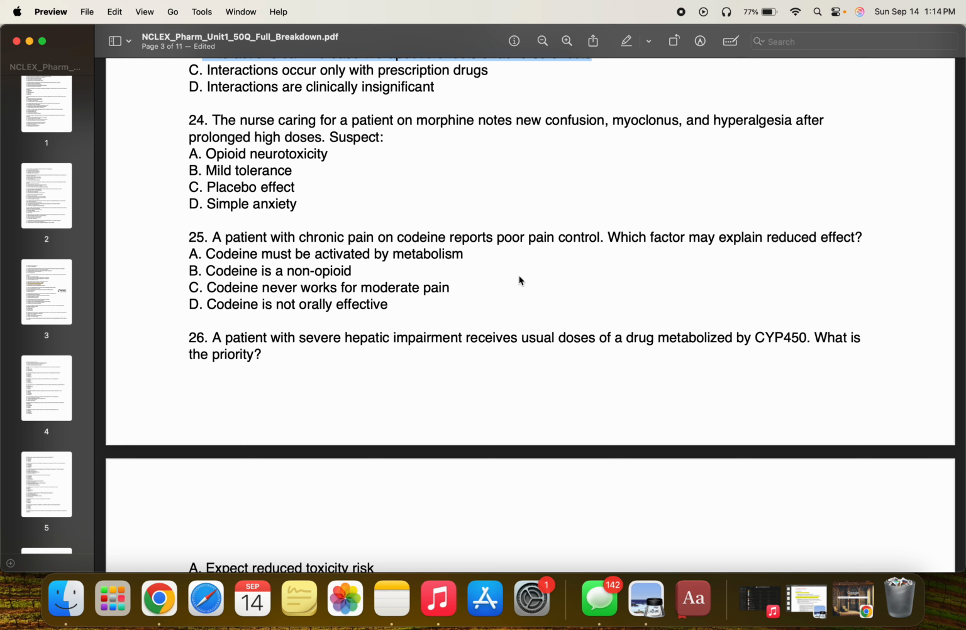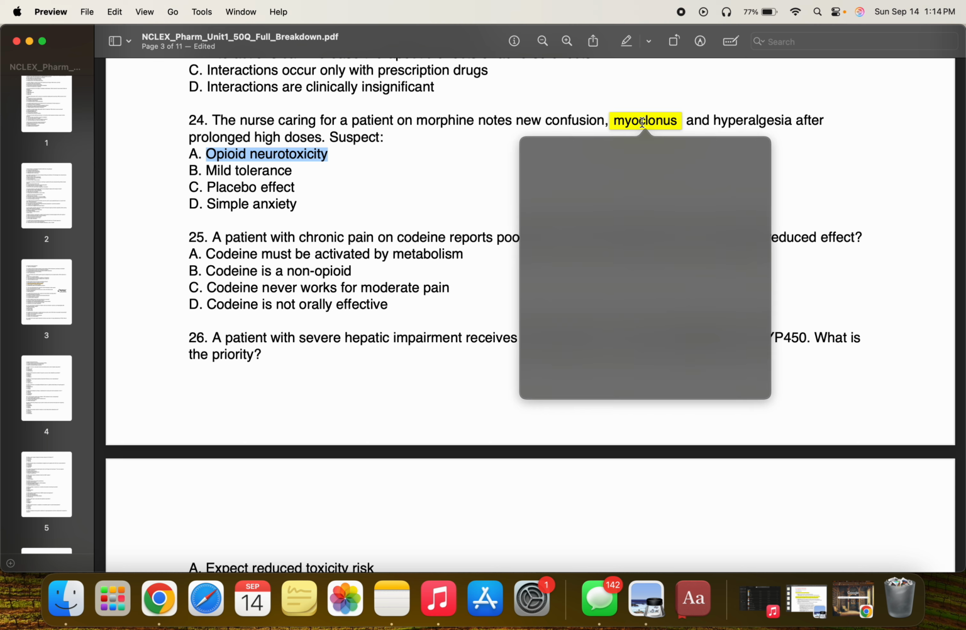Okay, a nurse caring for a patient on morphine notes new confusion, myoclonus, hyperglycemia after prolonged high doses. What does the nurse suspect? Opioid neurotoxicity, mild tolerance, placebo effect, or anxiety? Okay. Oh, I don't know. I wonder what the answer is. Okay, clearly it's opioid neurotoxicity. First of all, the patient's on morphine, so we know. Then we have really bad symptoms.